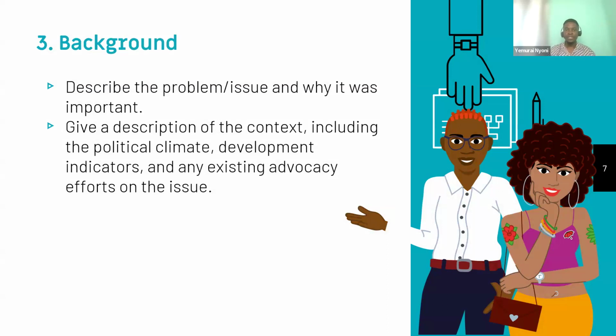For the third section, we need to describe the problem or issue and explain why it is important. We give a description of the context. We include issues around the political climate, different indicators, health, social, educational, and any existing advocacy efforts on the issue. So it's a reminder to help people understand, why did we do this to begin with? Why was it important for us to carry out the interventions that we did? What's the background? What was the context?